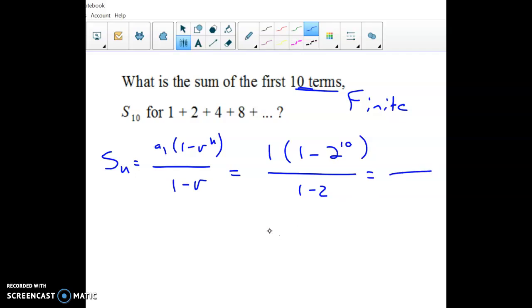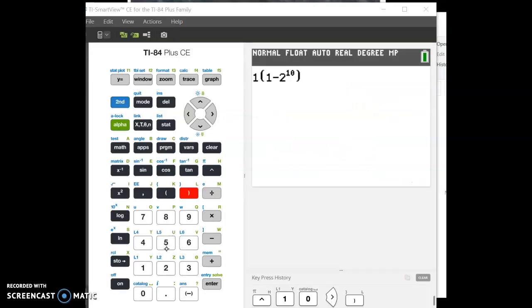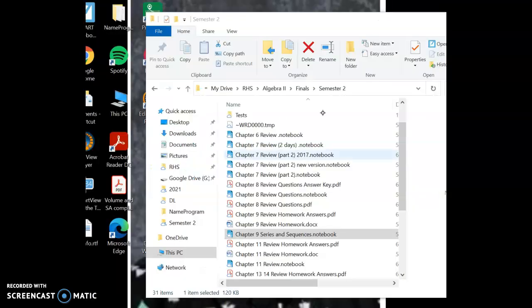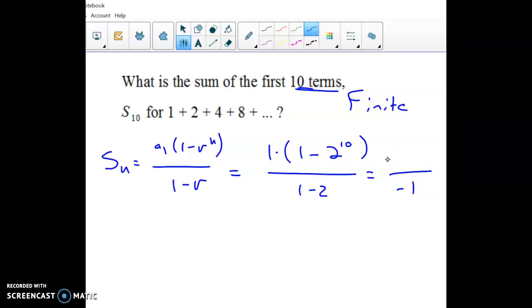So the way I do this on my calculator is I usually do the denominator first because you can usually figure that out pretty easily. And then up top, I type it in all at once. So I'll do 1 and then in parentheses 1 minus 2 to the 10th. When I enter it in my calculator, we get negative 1023 up top, and we divide by negative 1, so our sum is 1023. So if you add up 10 terms in that pattern, we get 1023.